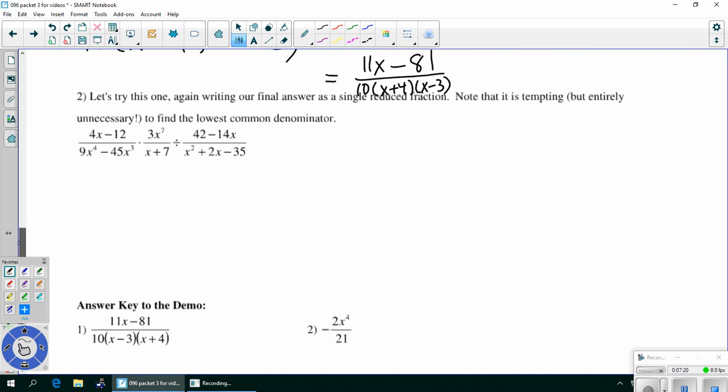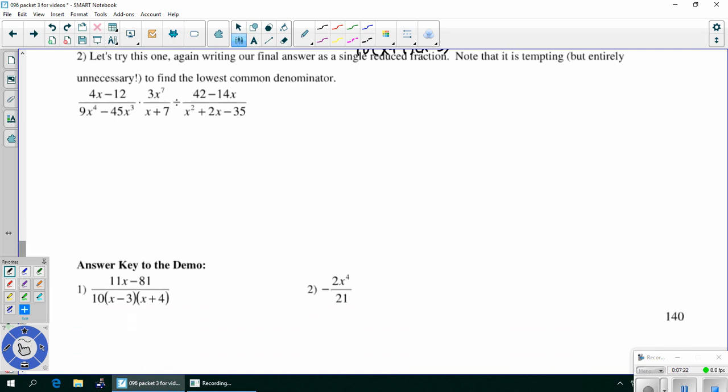Okay, let's try number 2. All right, taking the broad view here, I see 3 fractions. 1, 2, 3. First operation is multiplication. Second one is division. I'm going to keep the first 2 fractions just like they are. Copy them wholesale. Copy that multiplication as well.